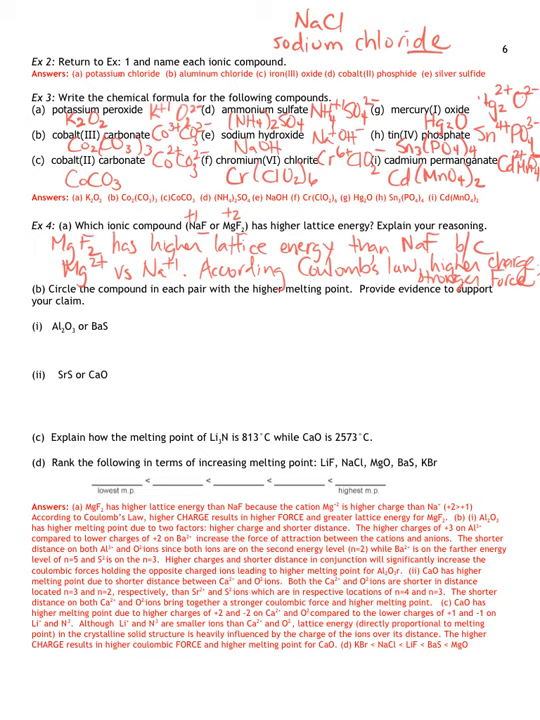Let's go ahead and look at B. Circle the compound in each pair that has a higher melting point. Higher melting point means the particles are held together strongly, so they have higher force in some way or another. So you're always thinking of it logically. Higher force is what you're looking for. Provide evidence to support each.